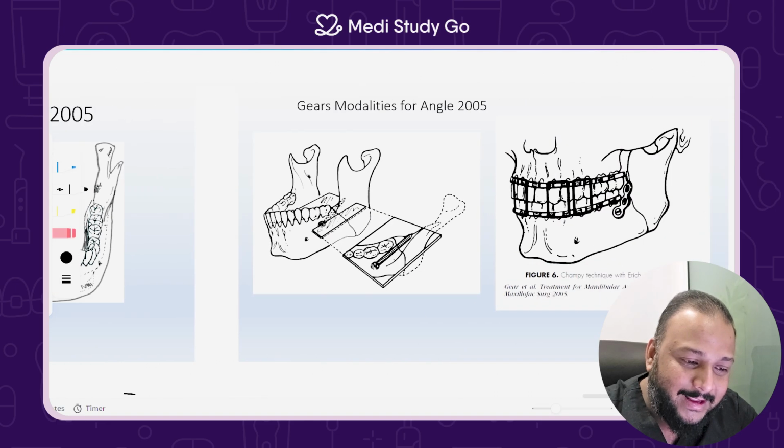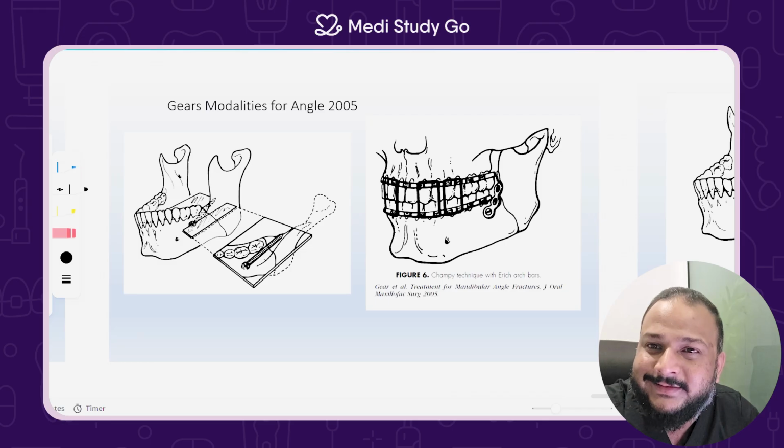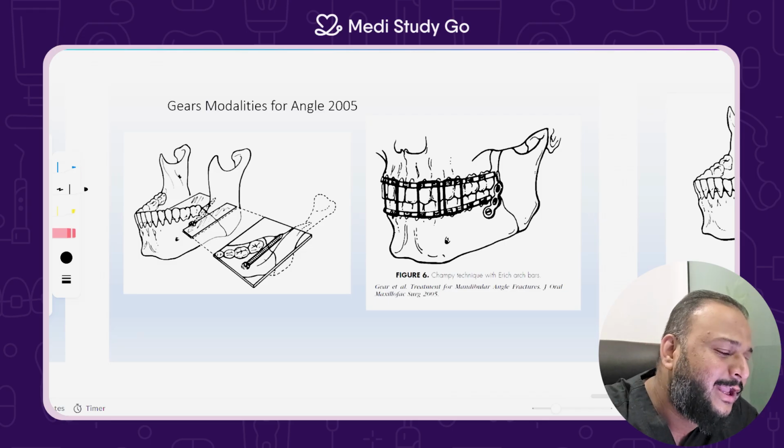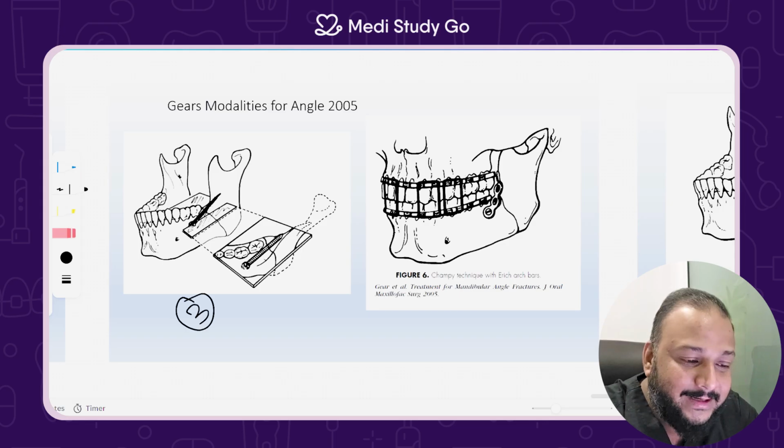So if you see modality number 3, look at this. There is a lag screw, which is a rigid fixation modality, which has been put through the external oblique ridge till the internal oblique ridge. That constitutes modality number 3.